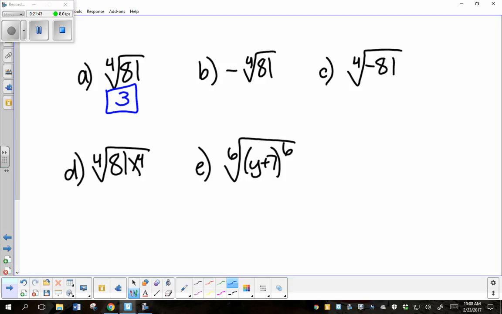So on the next one, the negative sign's on the outside. That means we find the 4th root of 81, which is 3, and then we make it negative. So it's negative 3.